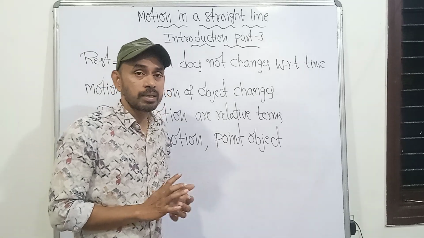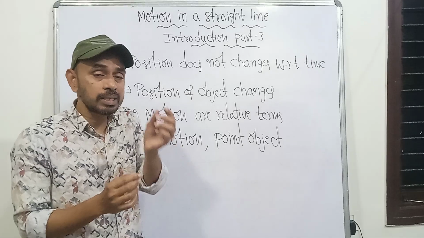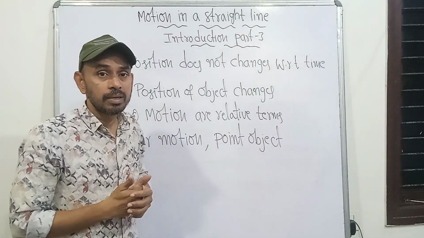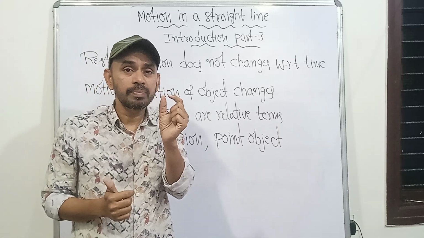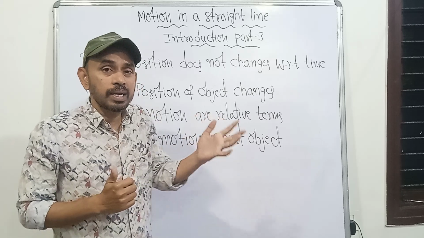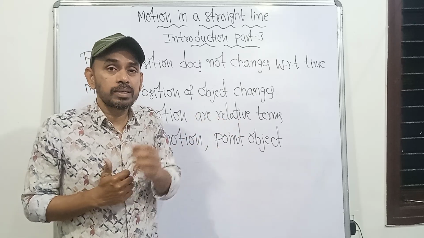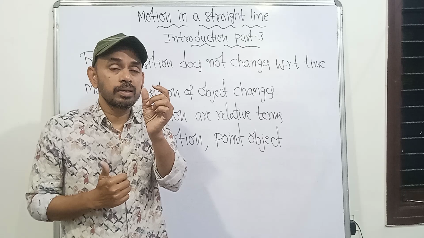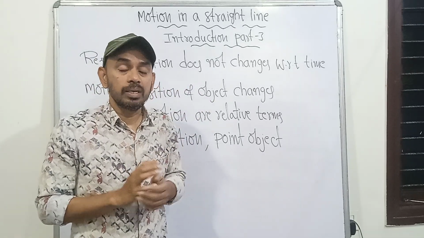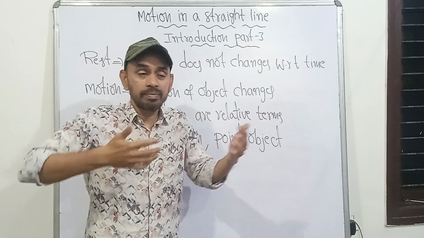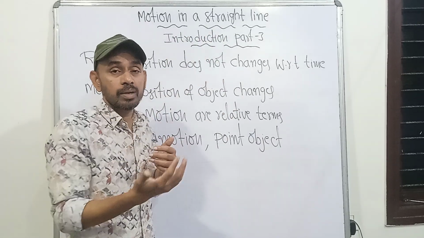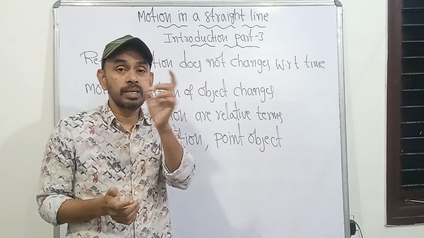Next, point object. What is a point object? A point object is an object whose size is very small compared to the distance traveled by the object. For example, a bus traveling from Hyderabad to Bangalore, where the distance is 500 kilometers. Bus size, we can compare with respect to distance. Individually the bus is big, as only 50-60 members can sit. But with a distance of 500 kilometers, the bus size is very small.